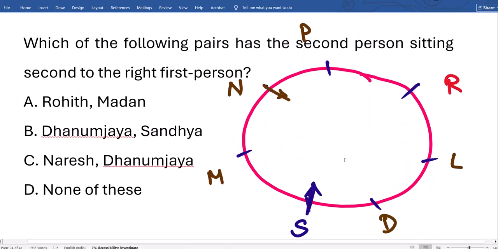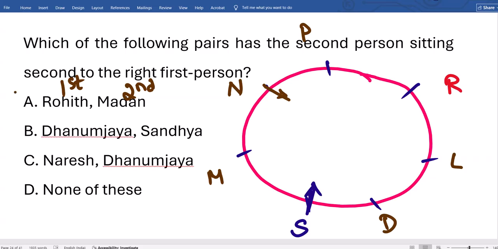Fine. Now this question is regarding second person sitting second to the right of first person. Here first person means Rohit, second person means this candidate. Let us say Rohit, second right of Madan. Madan second right is whom? As per the options, we need to find the options where first person in that option is Rohit. If we go for option A, first person is Rohit, second person is Madan. I have to select option A if Madan is second right of Rohit. Is Madan second right of Rohit? Second right of Rohit is Naresh. This is wrong.